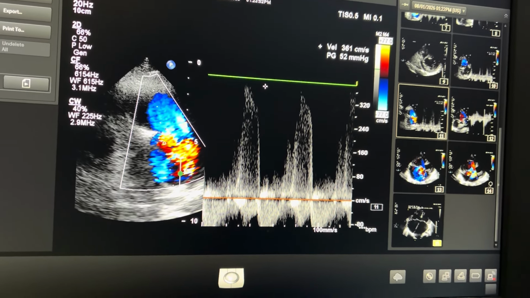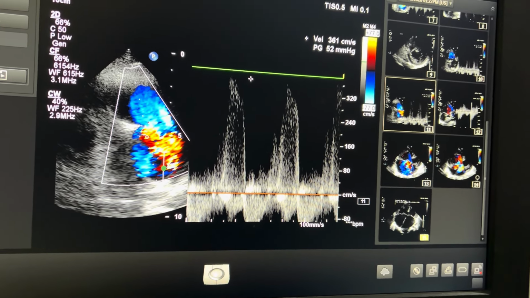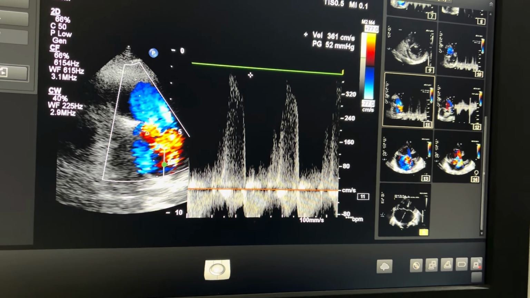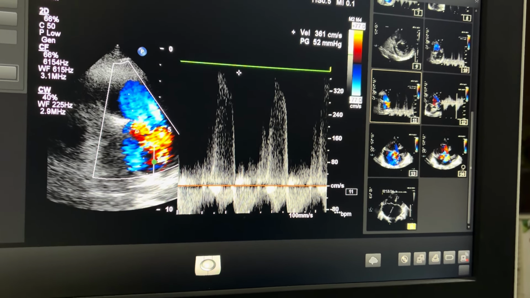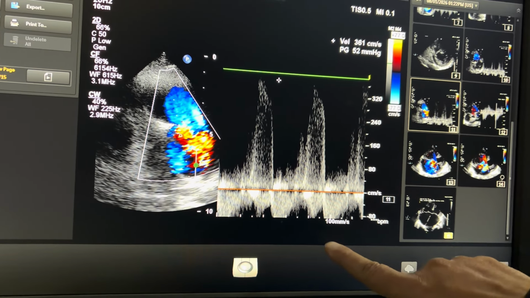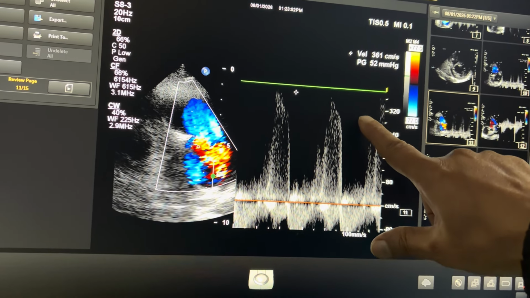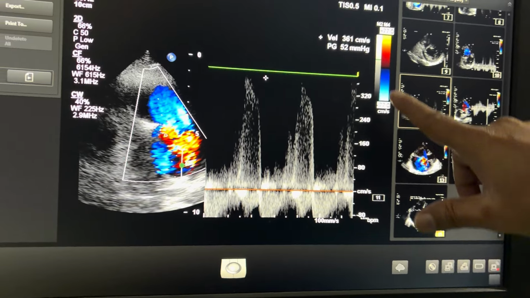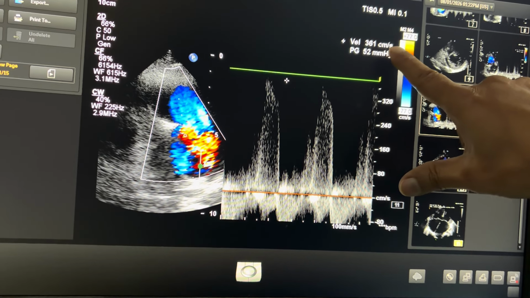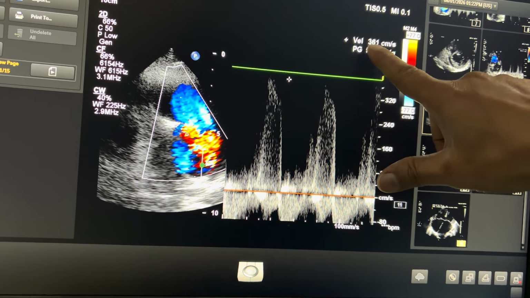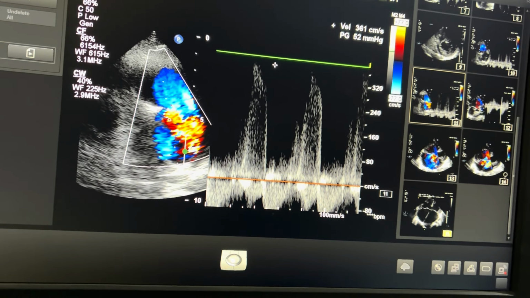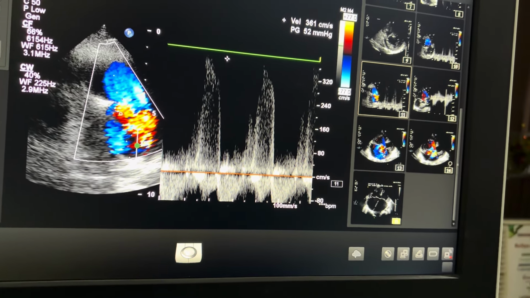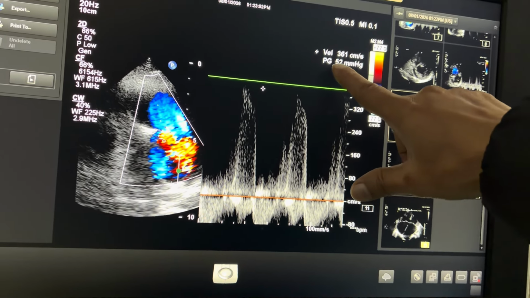So how to calculate mean pulmonary artery pressure? That should be less than 20, or on the higher side, less than 25. Whenever it is more than 25, it is abnormal. So mean pulmonary artery pressure is calculated by the peak velocity of pulmonary regurgitation jet. That is the point I want to share here. That velocity is 361 centimeter per second, or you can say 3.61 meter per second. Ultimately 4 into velocity square, that is 4 into 3.6 into 3.6 will become 52 millimeter mercury.